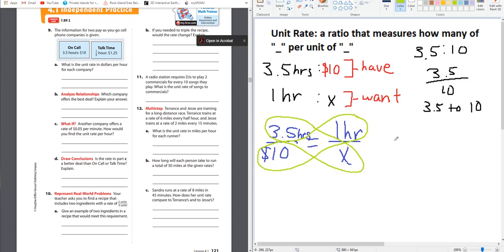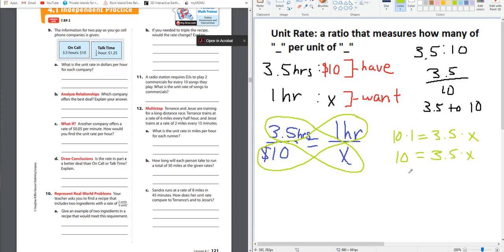So here I have $10, 10 times 1 is equal to 3.5 times x. Then I multiply it out. 10 times 1 is 10, equals 3.5 times x. Can't really do anything there.